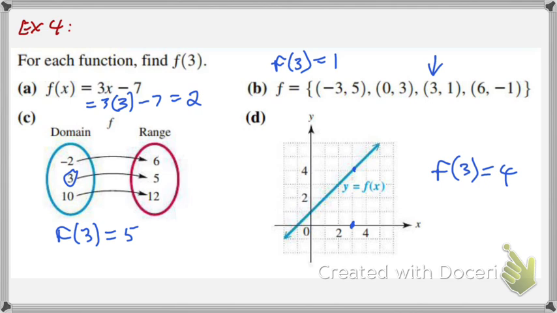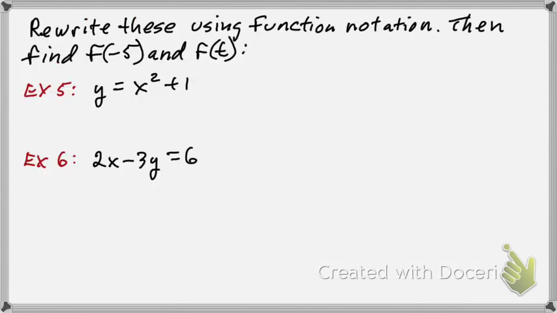And these are going to be online, so you don't have to copy all of this stuff down if you want to later on. I want you to have some time to work some problems. Now this is saying rewrite these using function notation. So that's part 1. And then part 2 says find f of -5 and f of t. So I'll give you a second to copy these down.